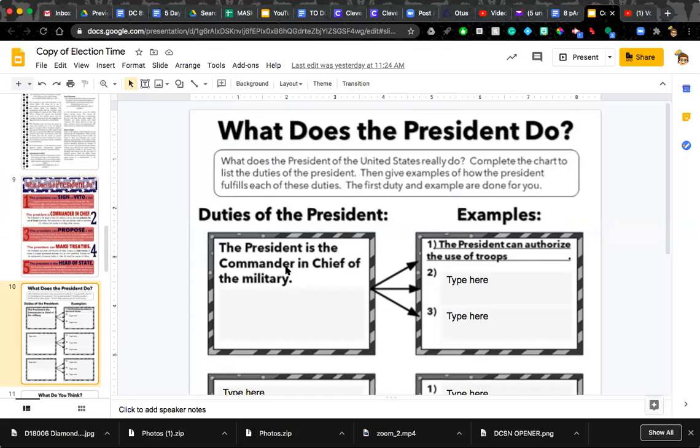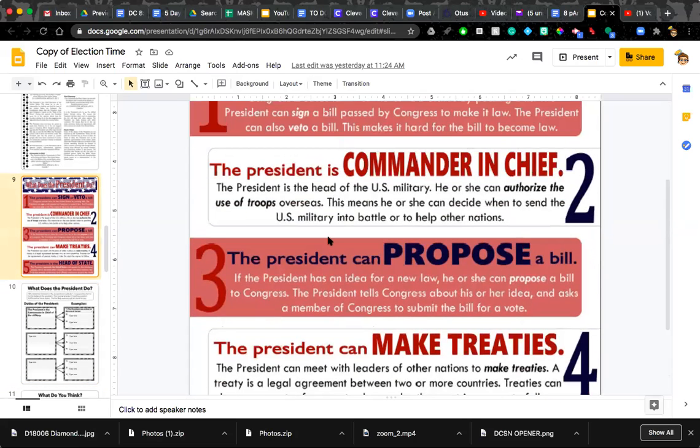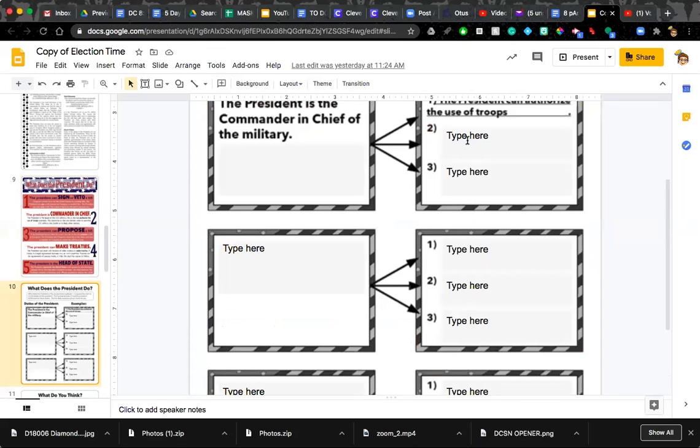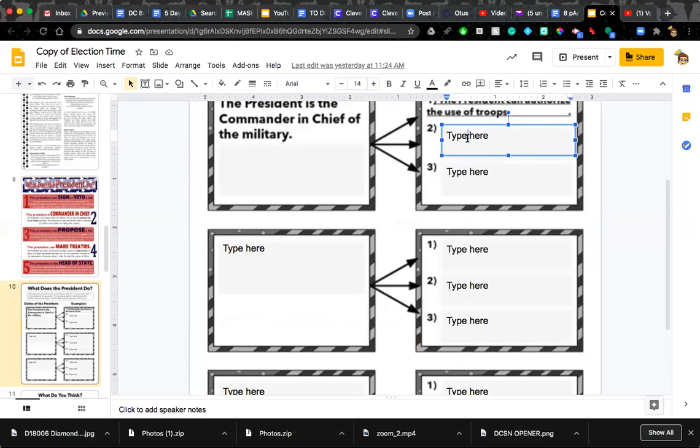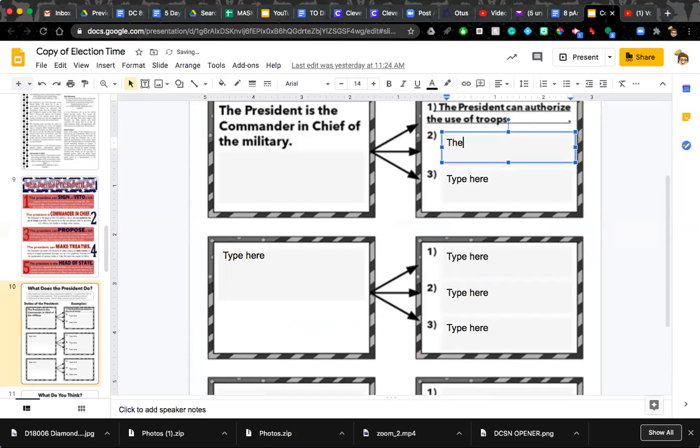So for example, the president is the commander-in-chief of the military. So he can authorize the use of troops. What else can he do as the commander-in-chief? He can decide about sending US military into battle, right? So he, or I should say, the president can decide to send troops into battle.